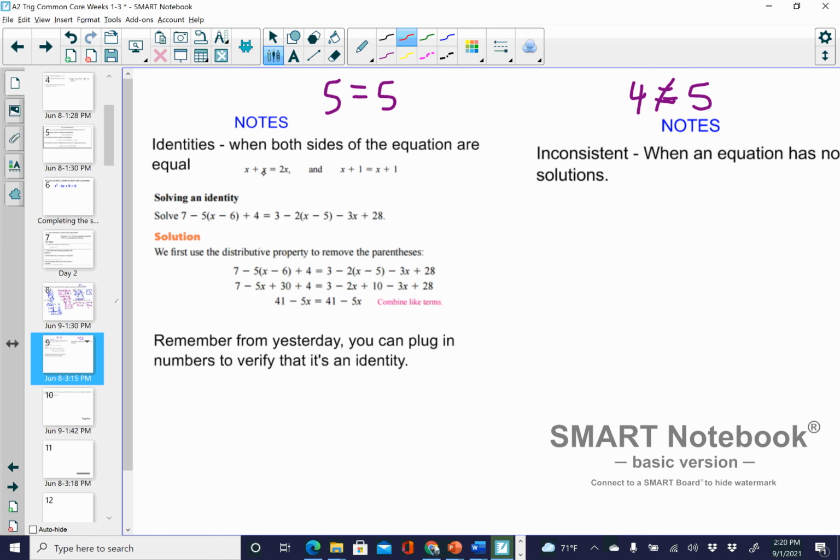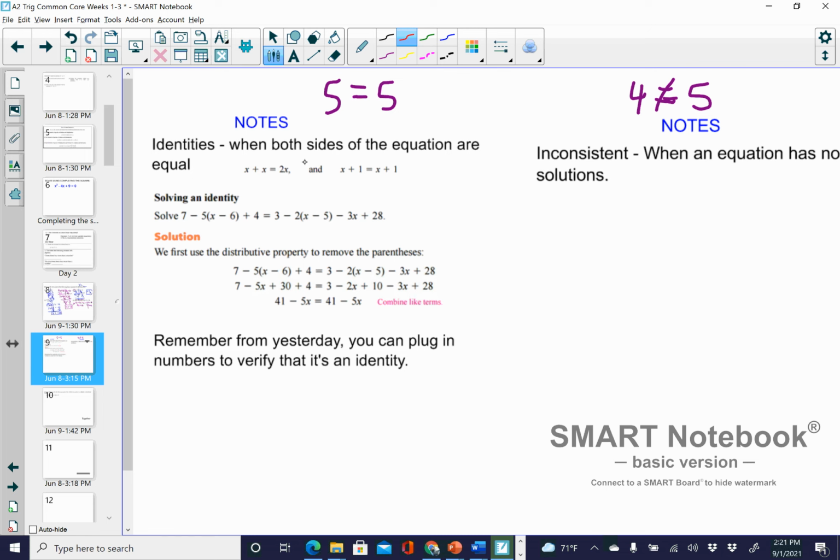Over here, x plus x is equal to 2x. So 2x equals 2x. That is an identity. x plus 1 equals x plus 1. If I wanted to make sure, subtract 1 from both sides, and I get x equals x. That's an identity. Right? Identity, identity. Then it says over here, solve an identity.